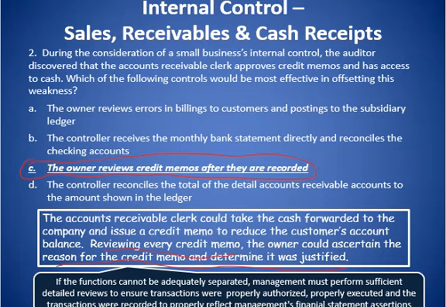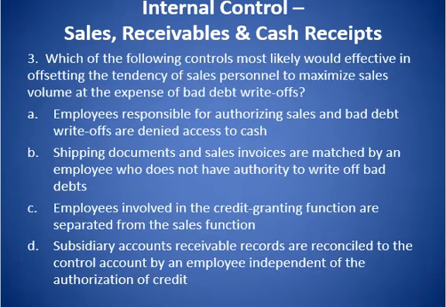Okay, let's try question number three. Which of the following controls most likely would be effective in offsetting the tendency of sales personnel to maximize sales volume at the expense of bad debt write-offs? So again, you have your four choices. Stop the video. When you're ready with your answer, restart the video and take a look at the answer to number three.